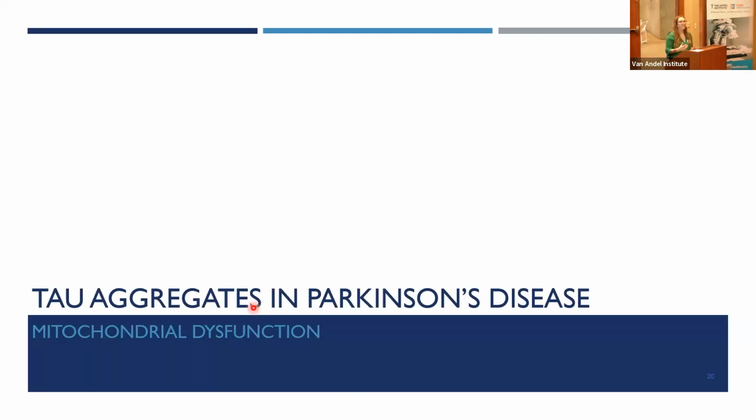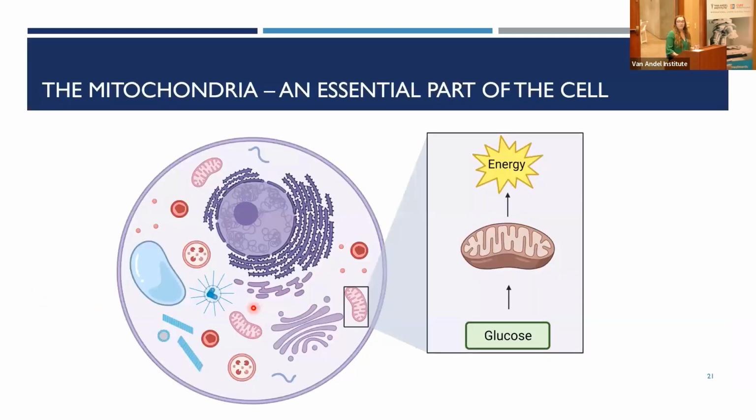And there's a few thoughts currently in the field on why tau might aggregate in Parkinson's disease. And the first one has been termed the mitochondrial dysfunction hypothesis. So in a simplified cell, we always have mitochondria. And the mitochondria take glucose, or sugar, and turn it into energy for the cell to use, just to perform its normal tasks, to make proteins, or for a neuron to work so we can think and move and do all these things.